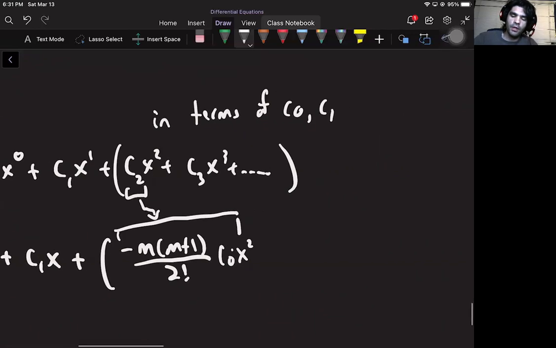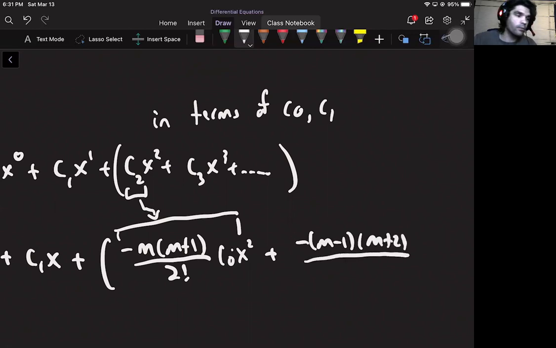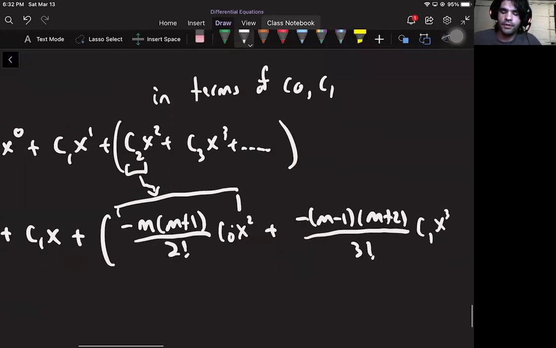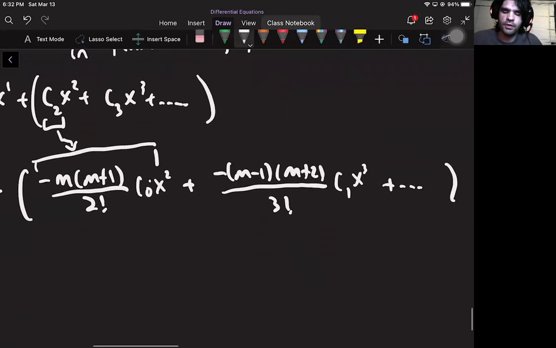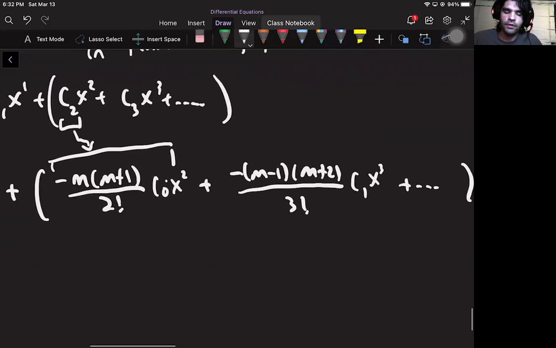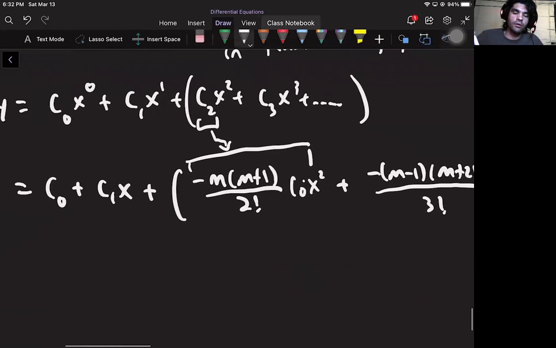And then C3 was negative m minus 1, m plus 2 over 3 factorial C1 x cubed. Got to pause real quick 1 second here. Okay, so then that's that. And I'm not going to write the rest that I wrote because I wrote them up above until I reorganize to make it look nicer. So we want to put all the C0 terms together.